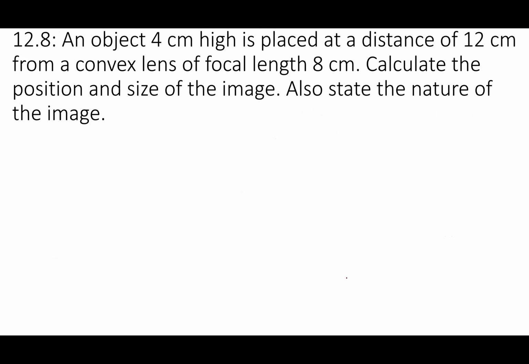An object 4 centimeter high is placed at a distance of 12 centimeter from a convex lens. Lens is converging, with a focal length of 8 centimeter. Calculate the position and size of the image. Also state the nature of the image. So you have to answer these questions. Height of object is equal to 4 centimeter. Height of image we have to find.